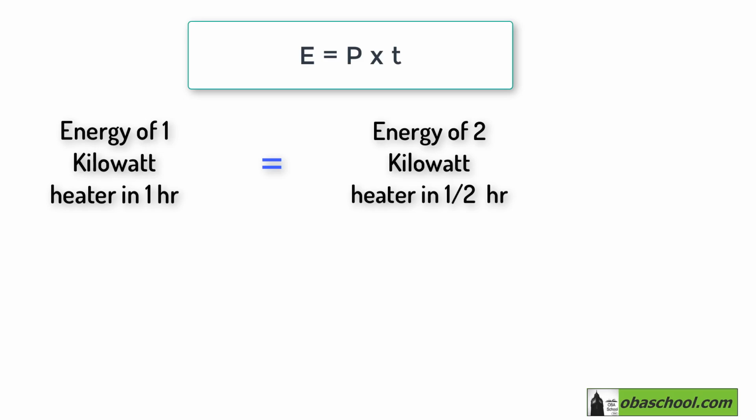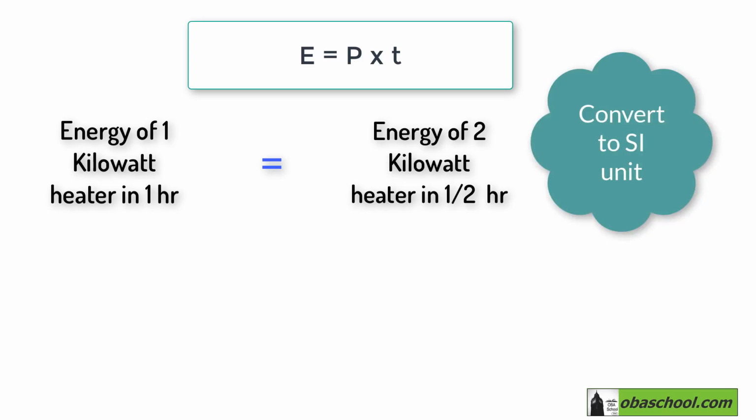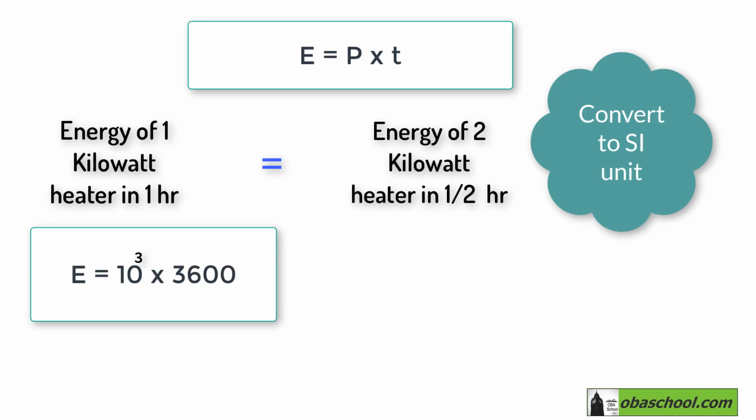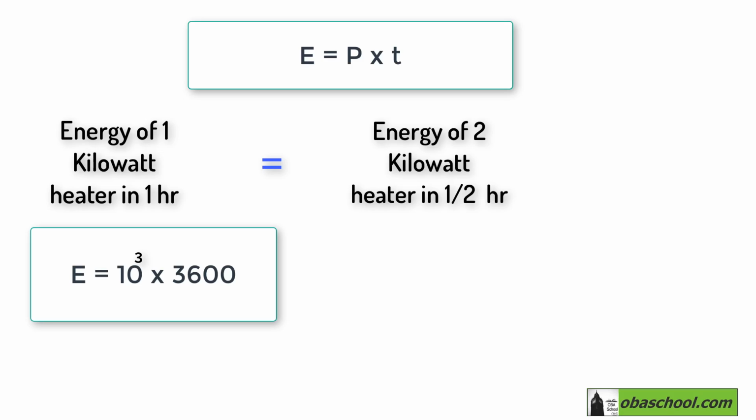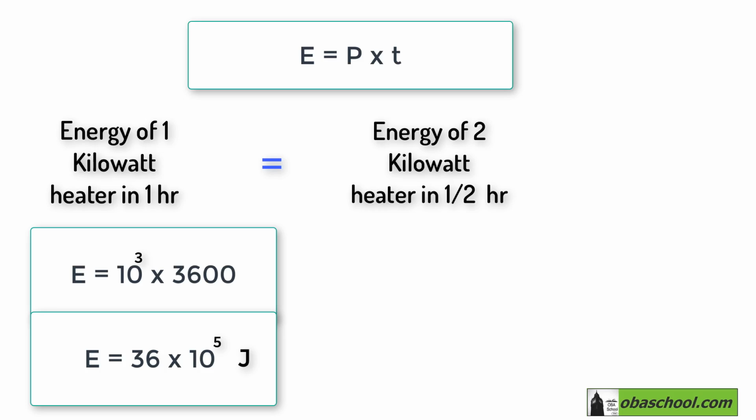Energy of the 1 kilowatt heater is equal to 1 kilowatt multiplied by 1 hour. But pay attention, you have to convert to the SI unit. 1 kilowatt is 1 times 10 to the power 3 watts, and 1 hour is equal to 3,600 seconds. So the energy is equal to 36 times 10 to the power 5 joules.